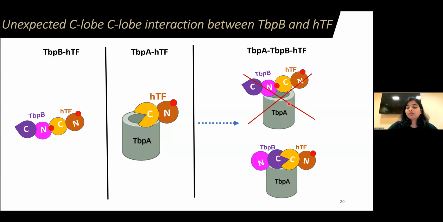Instead, the triple complex is forming a C-lobe interaction, and this TbpB part here is totally flipping and interacting with the transferrin, and transferrin is in a partially open state, not in the closed state, which helps us understand why we don't see iron, because the N lobe is not there to protect the iron from escaping the transferrin. So structure does tell us a lot of story. We just need to dig deeper in the process.